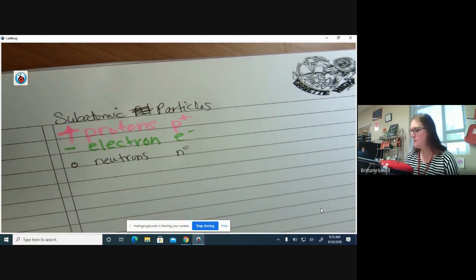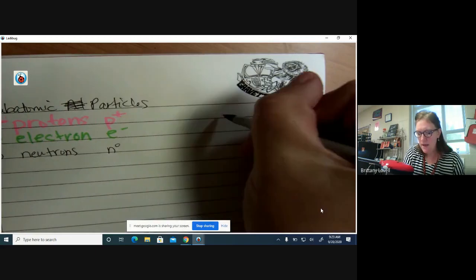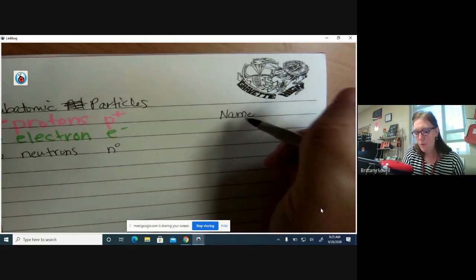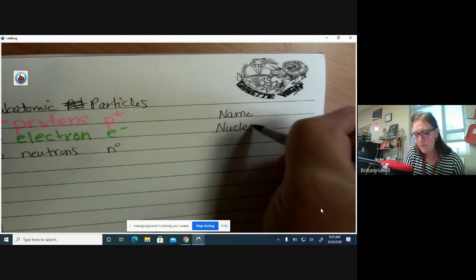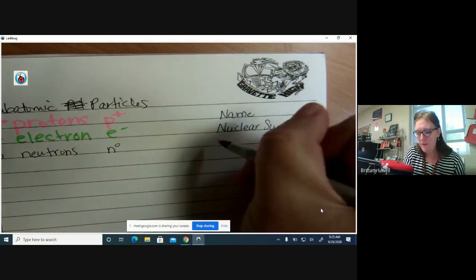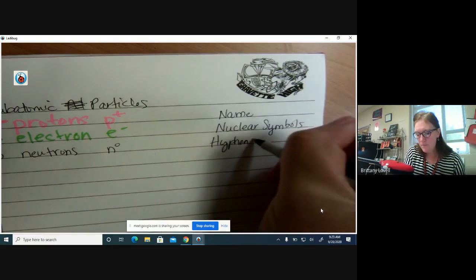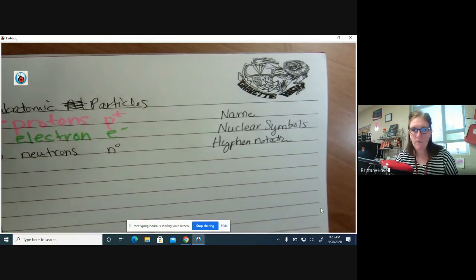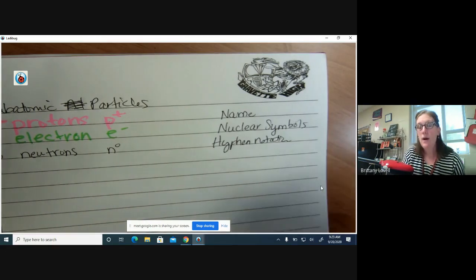With these particles, what we practiced today is drawing some things. The main thing I want you to get from this is every element is made up of atoms. Atoms are the base unit of elements. And we want to learn how to name the element from particles. We want to come up with nuclear symbols today. We also want to figure out how to do a hyphen notation. And we want to do a drawing.